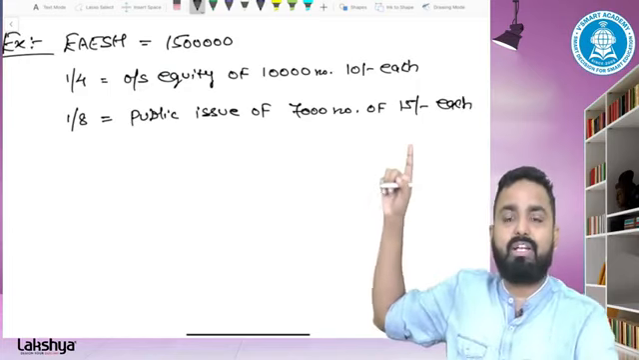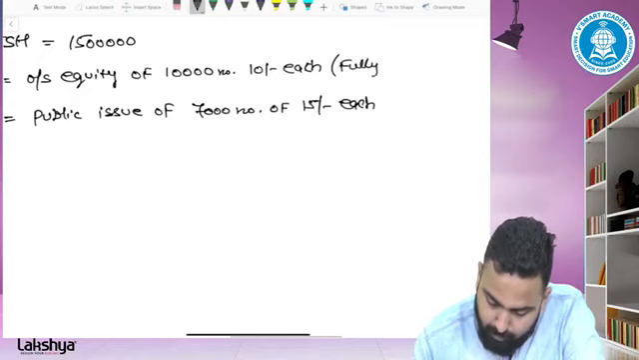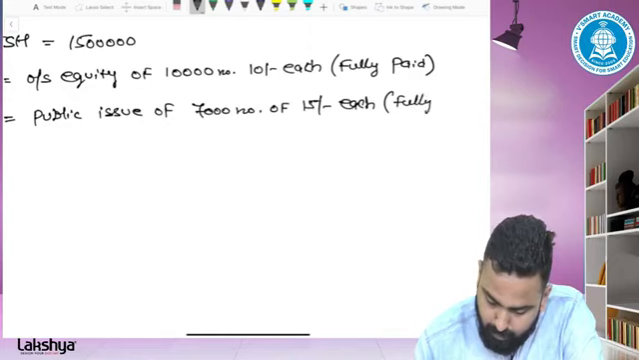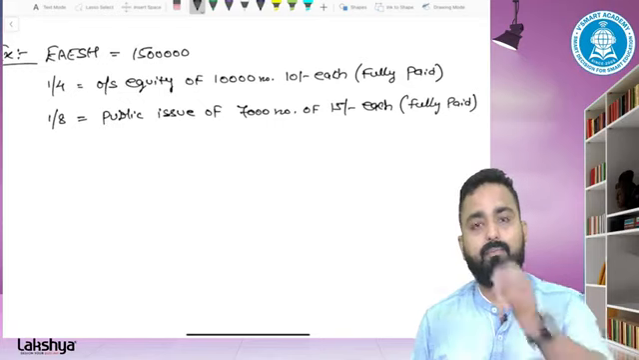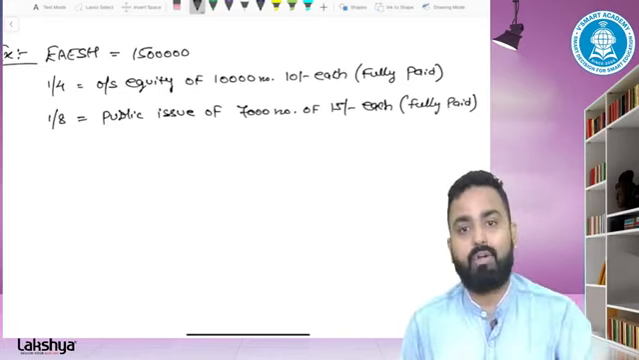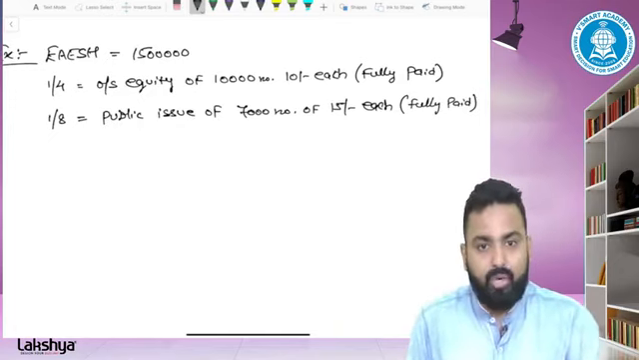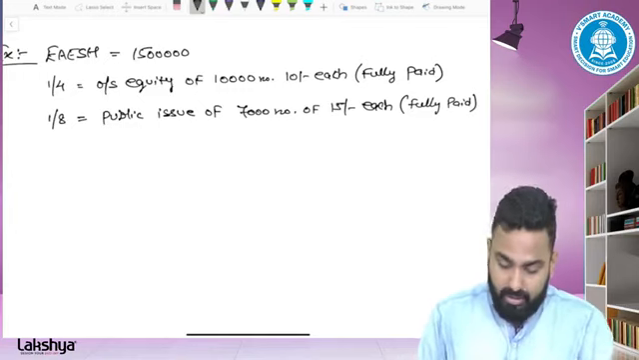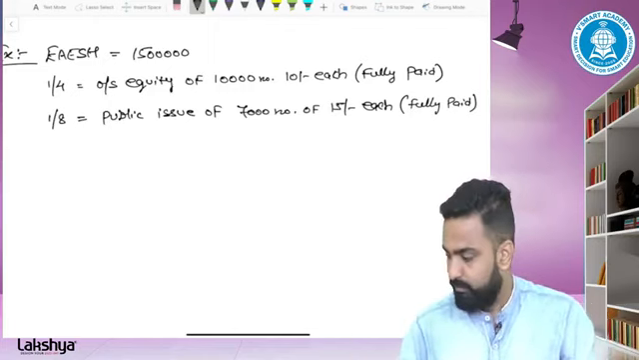Now the face values are different. Both are fully paid. Only the face values are different. What will you do? Tell me, do you want to try to calculate, or do you want me to solve?